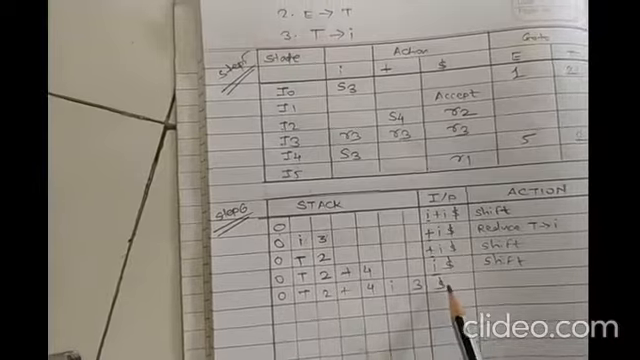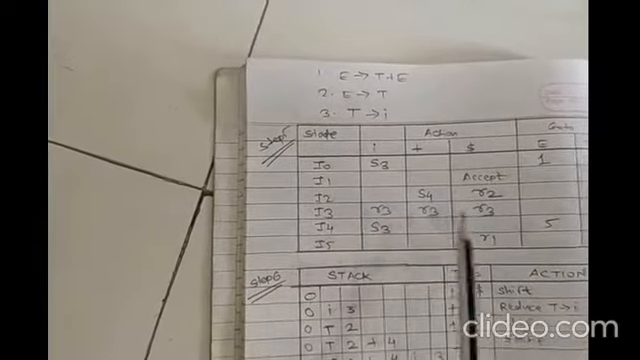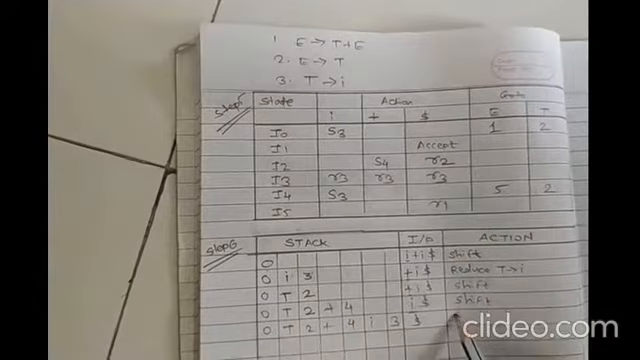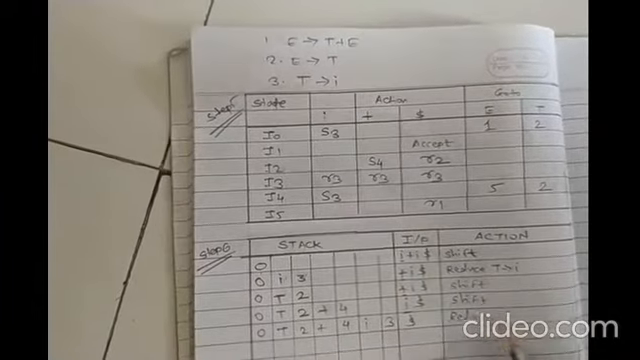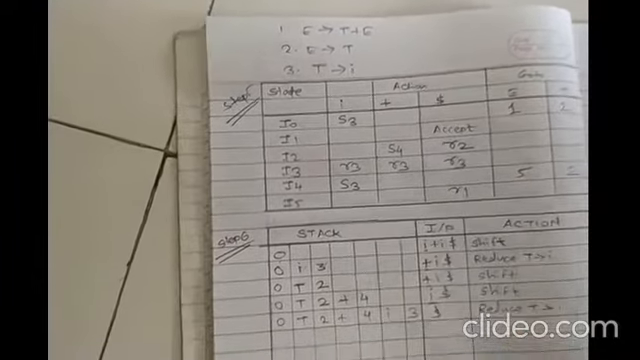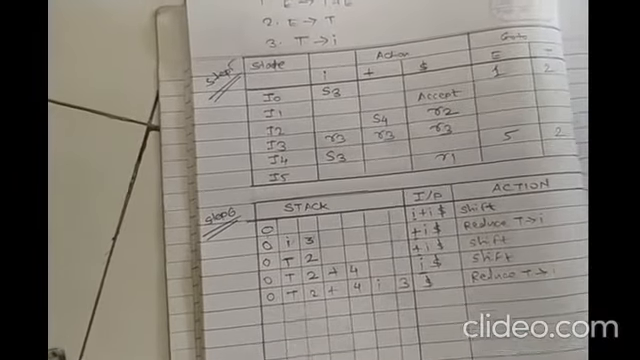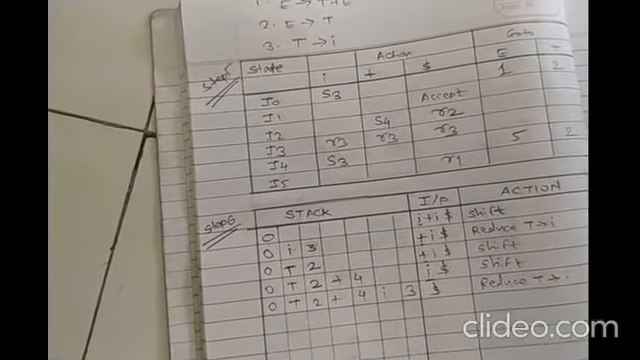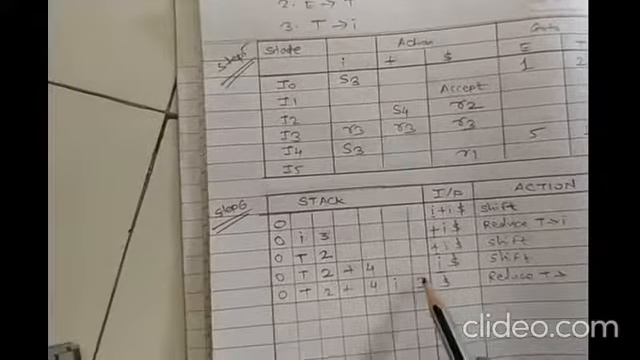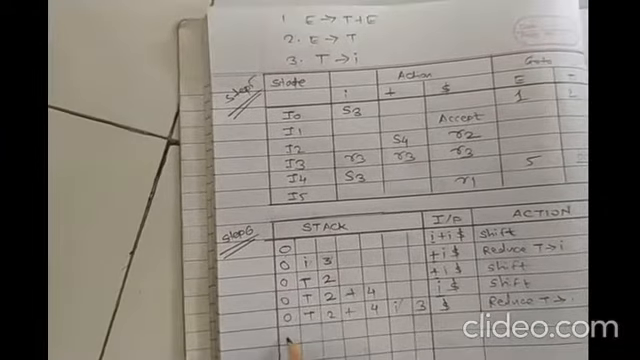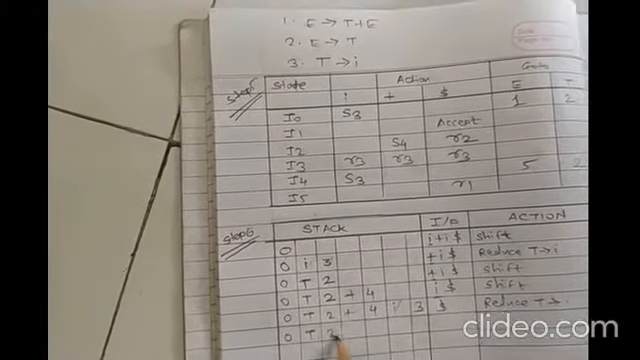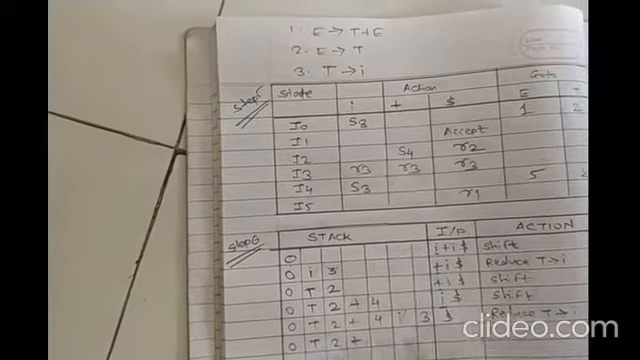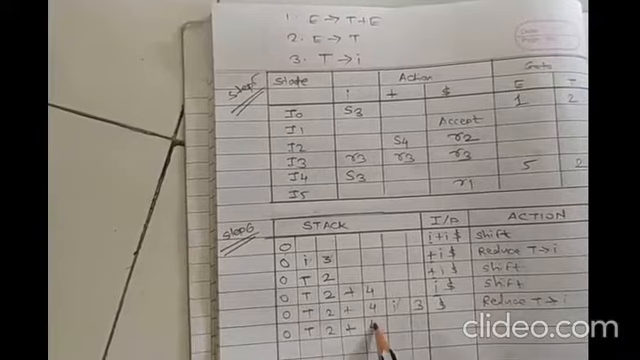So now 3 on dollar, we will see. What is 3 on dollar? 3 on dollar is R3. So reduce with the third production, T tends to I. Since we have one symbol on the right hand side, we have to remove 2 stack entries. So 0 T 2 plus, 2 stack entries are removed and T will be inserted. So 4 and T.